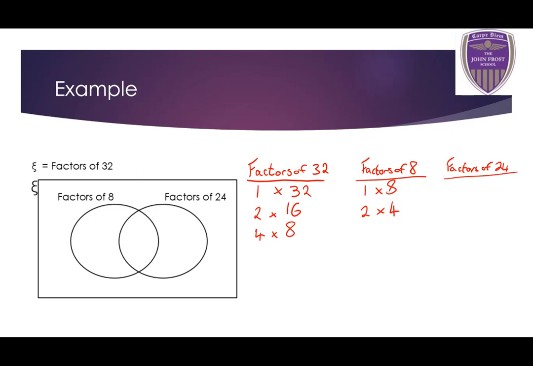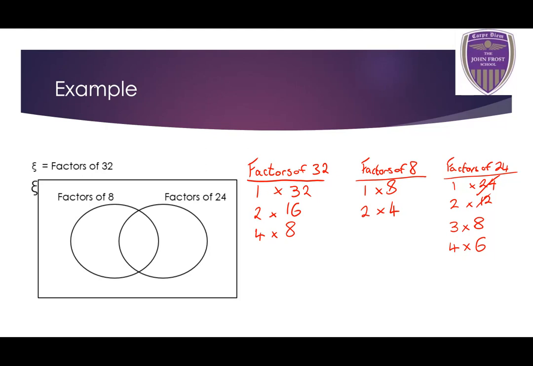What about factors of 24? Well, we've got 1 times 24. We've got 2 times 12. We could do 3 times 8. And we can do 4 times 6. We can't do 5 times anything. And we could do 6 times 4, but we've already duplicated there, so we're not going to do that. Now, are there any factors of 24 that are not factors of 32? 24 is not a factor. 12 is not a factor.